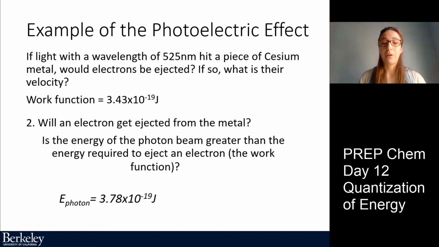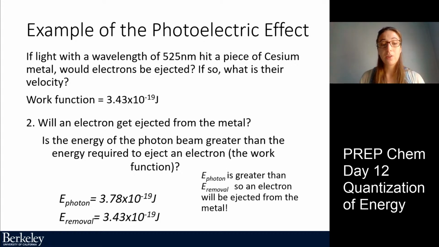So we know from the calculation we did on the last slide that the energy of our photon is 3.78 times 10 to the minus 19th joules. And by definition, the energy we need to remove an electron is 3.43 times 10 to the minus 19th joules. So in this case, the energy of our photons is greater than the energy required to eject an electron. So that means that an electron will be ejected from the metal.